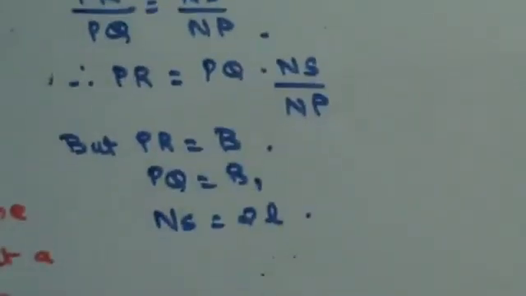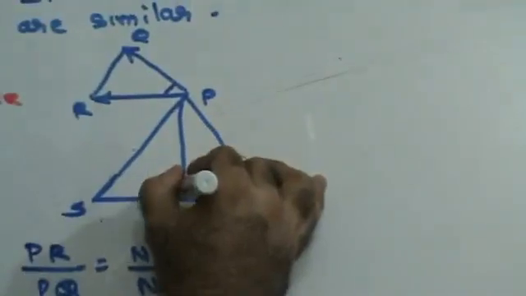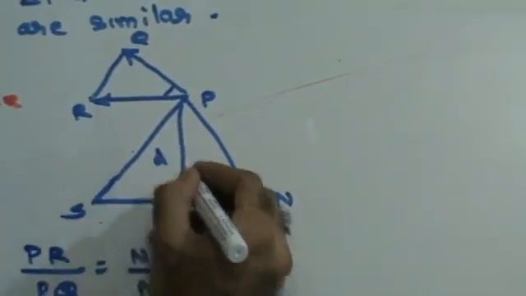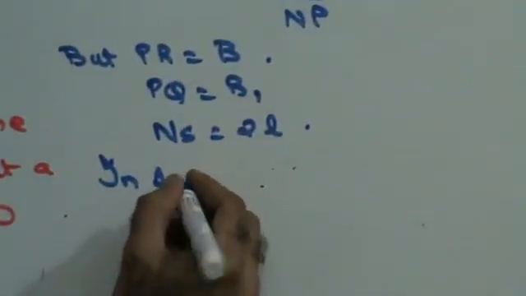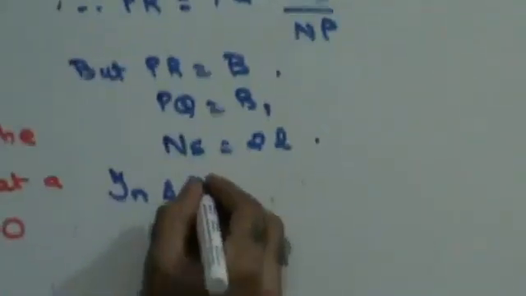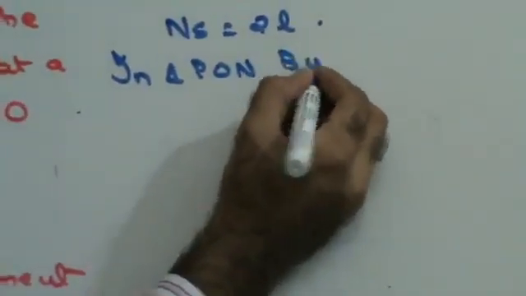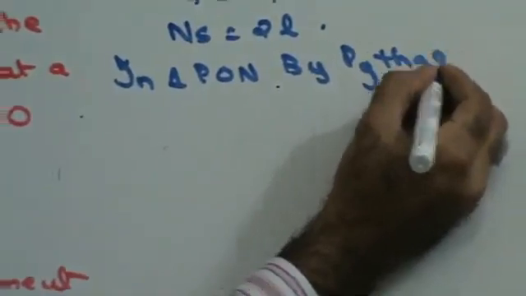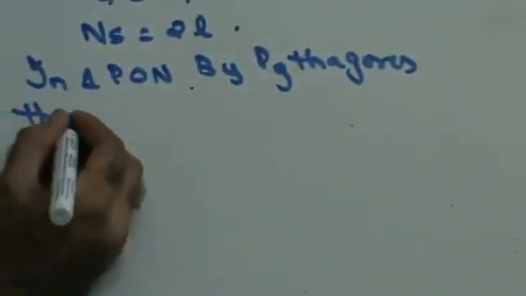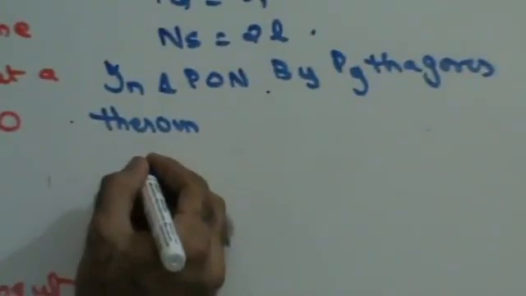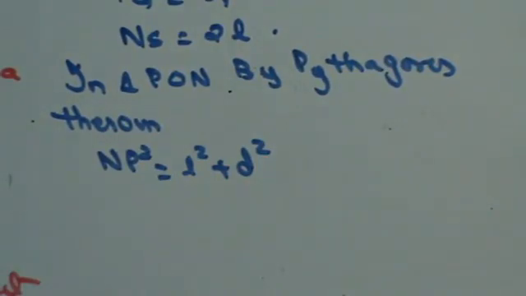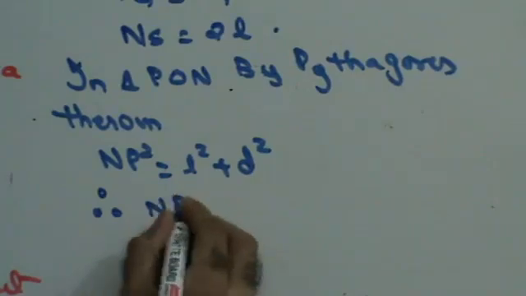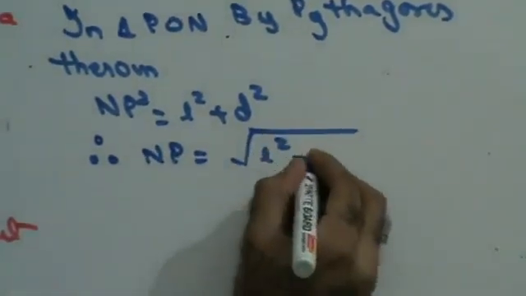Now, we have this distance is D and this distance is L. So in triangle OPN, if I apply Pythagoras theorem, then I can say that NP square is L square plus D square. Therefore, NP is square root of L square plus D square.